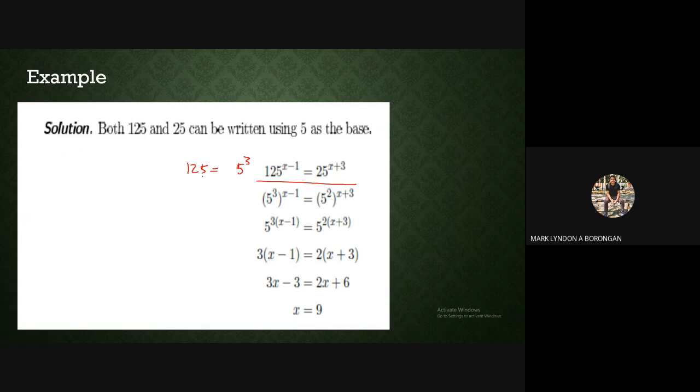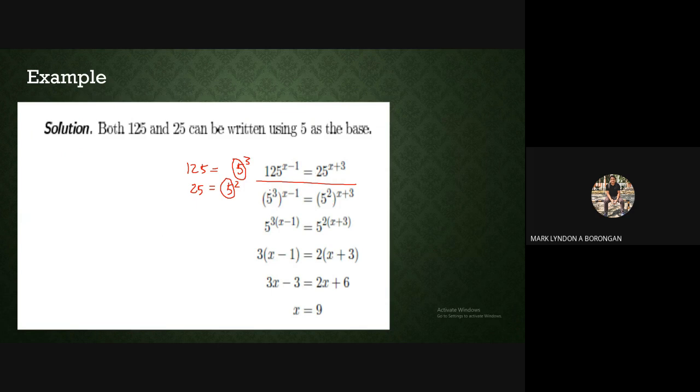Or 5 cube. It can also be written as 5 to the power of 3. And also our 25 here can be written as 5 squared, right? So since we can see it here, we can see the same base. So we transform it. Our 125 becomes 5 cube, and our 25 becomes 5 squared.